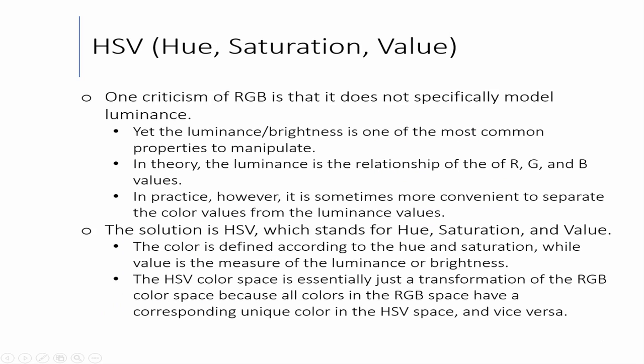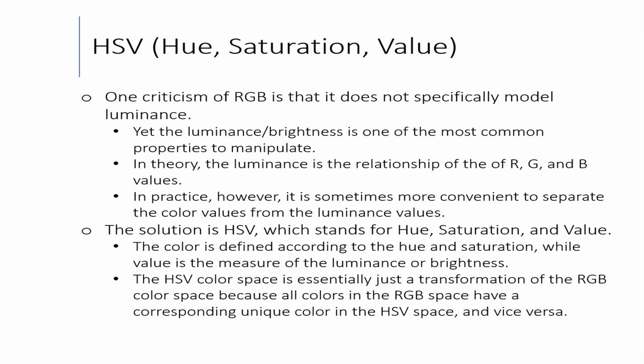Let's look at another way to represent color, which is called HSV. One criticism of RGB is that it does not specifically model luminance. Yet the luminance or brightness is one of the most common properties to manipulate. In theory, the luminance is the relationship of the R, G, and B values. In practice, however, it is sometimes more convenient to separate the color values from the luminance values. The solution is the HSV, which stands for hue, saturation, and value. The color is defined according to the hue and saturation, while the value is the measure of luminance or brightness.